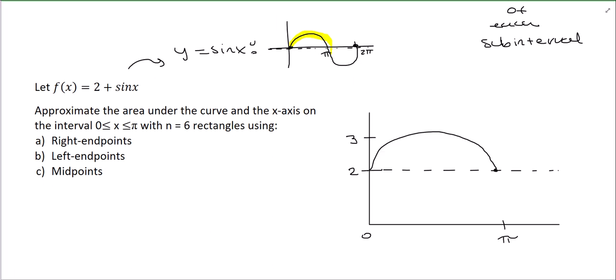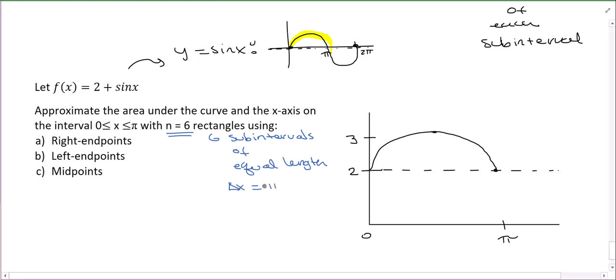The amplitude is still 1, right? It's 2 plus 1 sine x, so it's just going to go from 2 to 3. So this is where the highest point of sine is. And it says using 6 rectangles. So what is our delta x going to be? Delta x is 6 rectangles, so that means we're going to have 6 subintervals of equal length. So delta x is b minus a, so pi minus 0, over the number of rectangles, the number of subintervals, so 6. So our delta x is pi over 6.